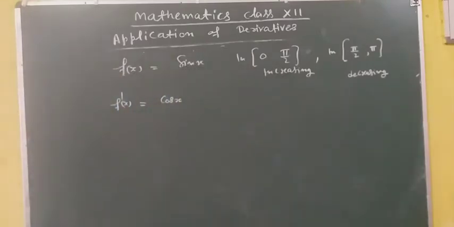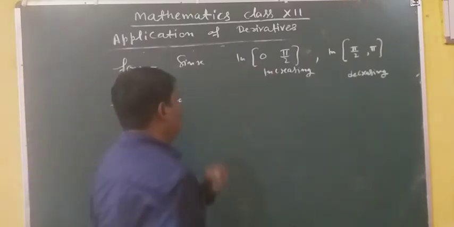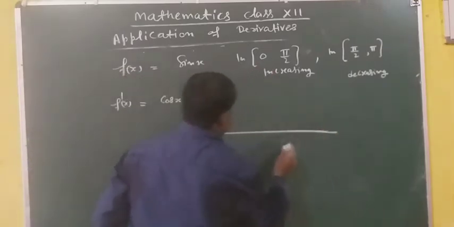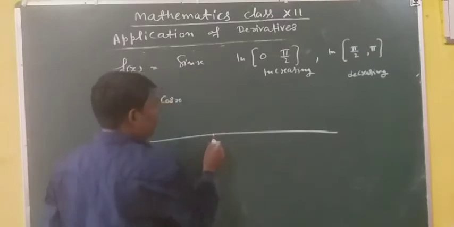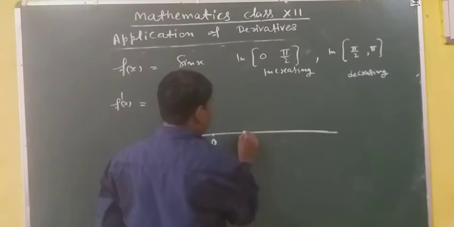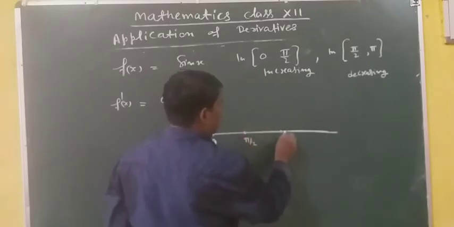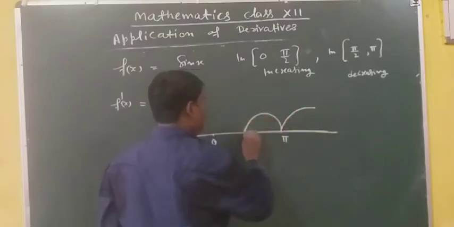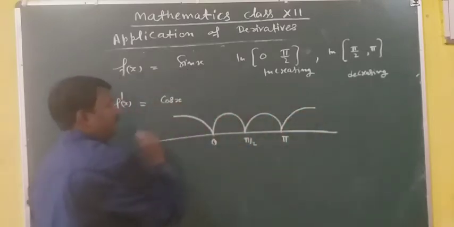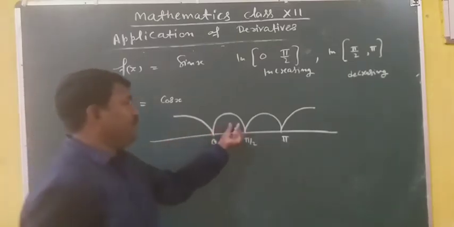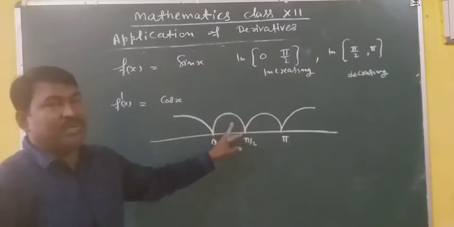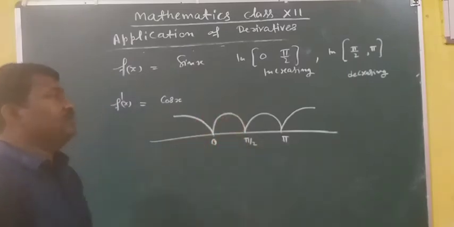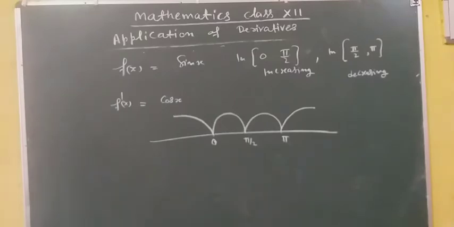You have to check for this interval. So you can make this interval, suppose it is 0, pi by 2, and this one is pi. So now you can make it like this, and here you have to check whether the value of f dash x is positive in this interval or negative in this interval. How will you check? Just see.